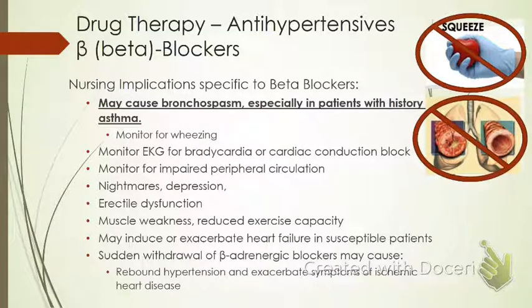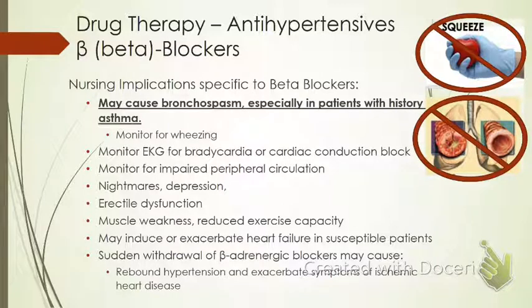You know that beta blockers, most of them affect the lungs as well and can cause bronchospasm. Monitoring EKG for bradycardia because they do affect the heart and slow down the heart. They will cause bradycardia. Monitor for impaired peripheral circulation. Why? What's happening here? What are we doing? You're slowing down the heart and decreasing the strength at which it's pumping. So what's that going to decrease? Your perfusion.